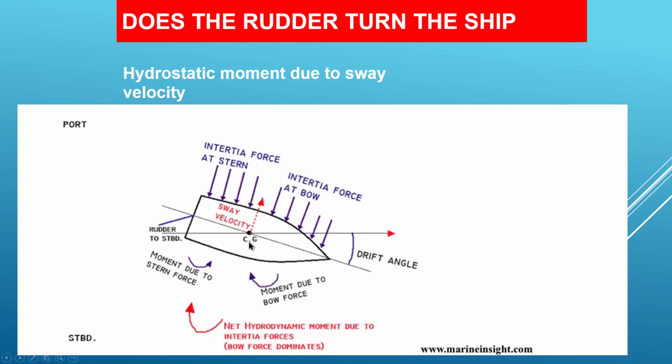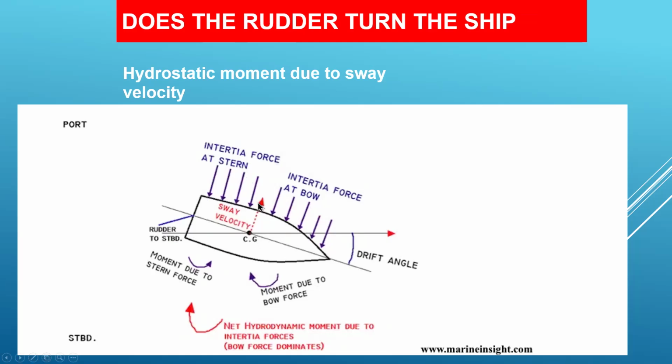When it does so, it exerts a force on the water particles that are on its port side. So all the water particles which are here will now be exerting a force. The water particles in turn exert an opposite force on the ship due to the inherent inertia of the water particles. And the direction of this inertia force is always opposite to the sway.